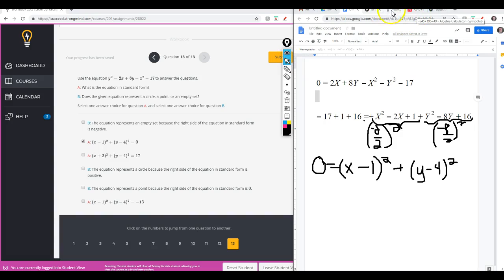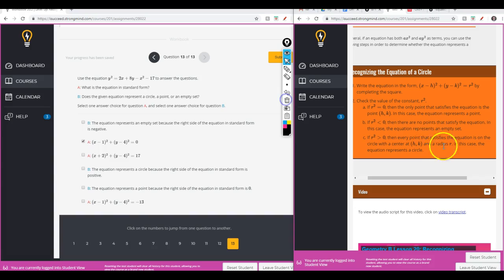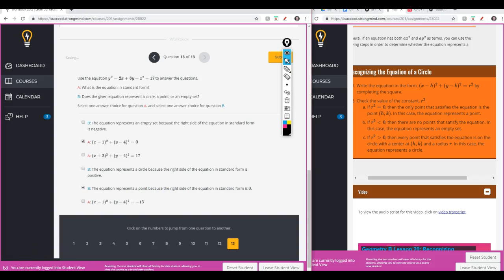So anyways, go back to our workbook. So we are equal to 0. So then, in this case, the equation represents a point because it is equal to 0. Now that's how you'd answer this question.